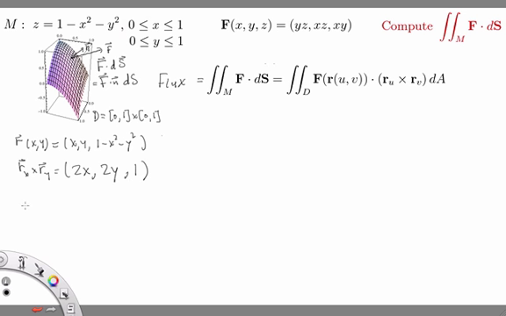Okay, so we have this vector in terms of x and y, and now we want to plug the parameterization into f.